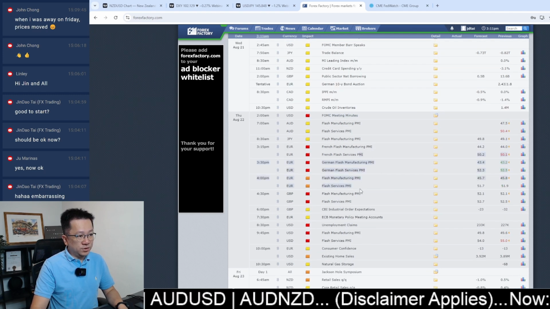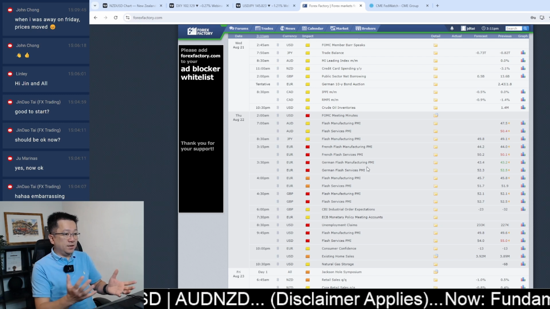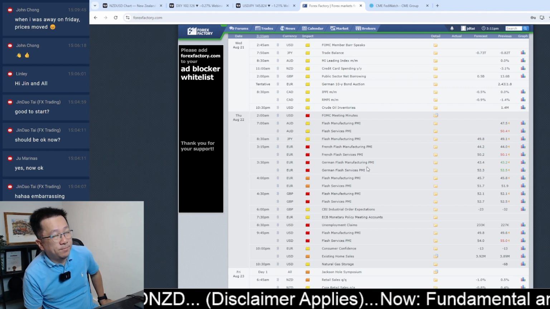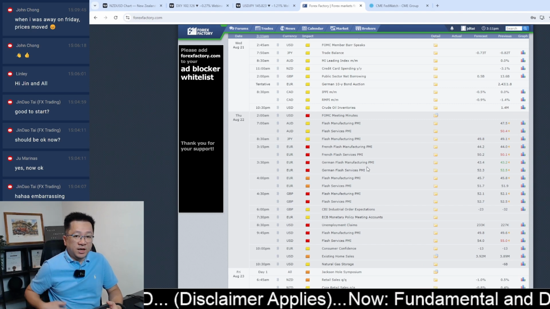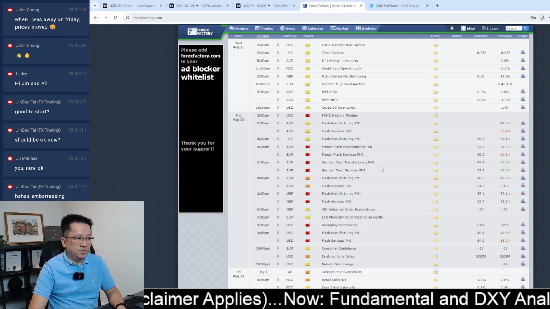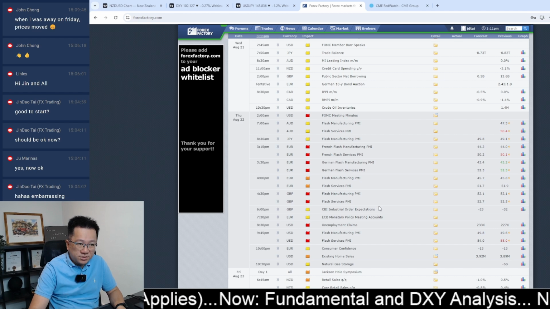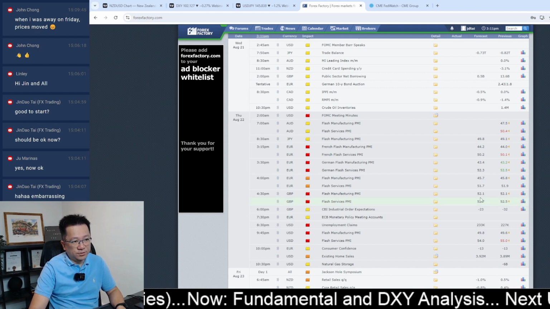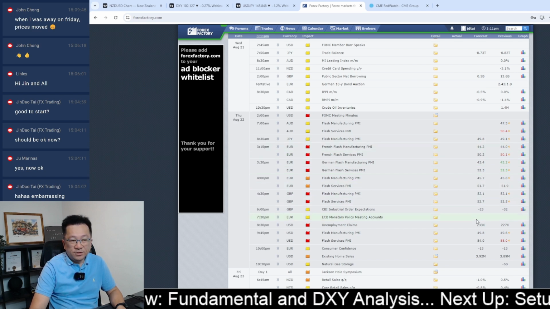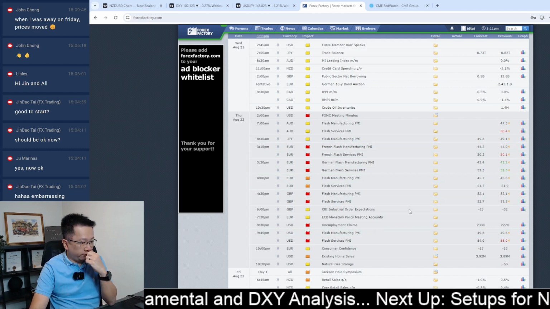PMI numbers for the Eurozone, for the UK, and for the US on Thursday. Again, PMI numbers used to be huge back in 2000 and between 2008 to 2013, 14. It was huge. It had good volatility on PMI release. Not so much now. Also because you'll notice that it's all pretty much borderline cases, and they don't change. It hasn't changed that much, right? So it doesn't have that similar impact that it used to have.